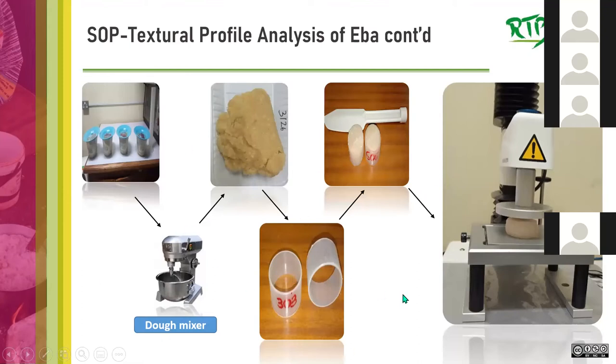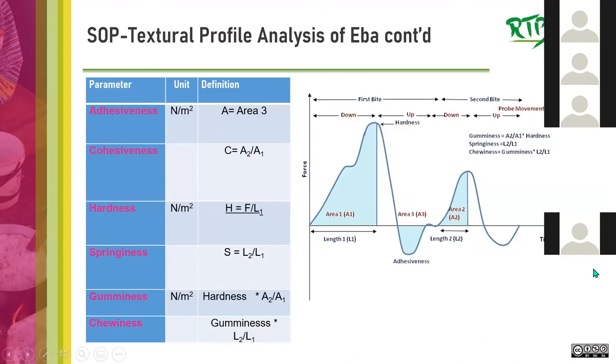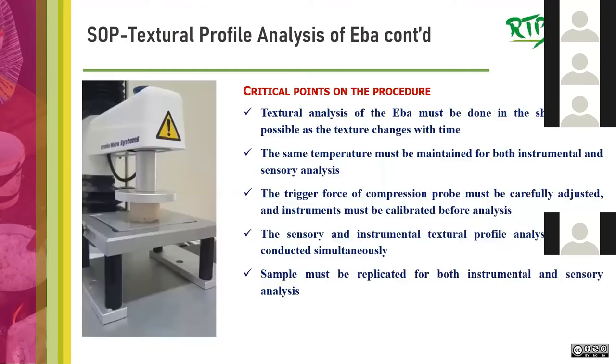The flow chart for the test is just showing the picture. This is where the EBA is prepared and then transferred to the dough mixer to make a uniform dough. Then you can use this particular plastic cutter to cut it into different sizes, and then we put it in the texturometer to test the texture. These are the parameters that we obtained from the texture profiles, from adhesiveness to cohesiveness, hardness, springiness, gumminess and chewiness.